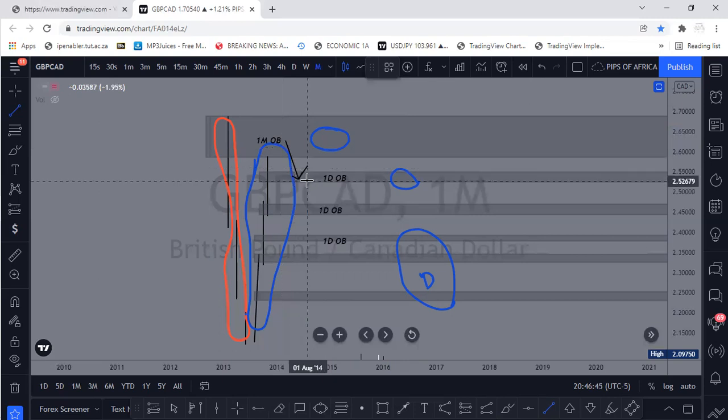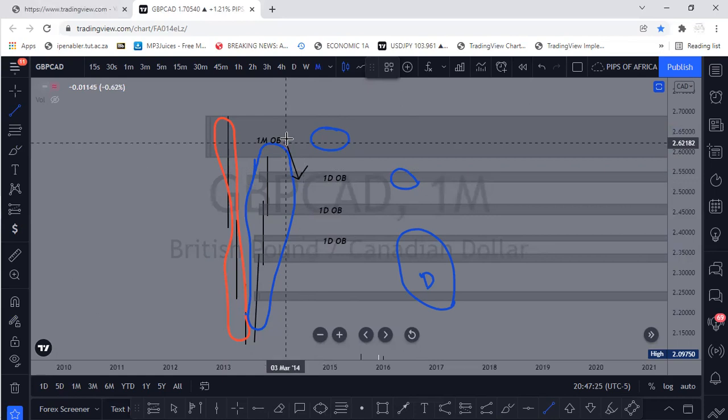So the daily order block does not have the power to stop the movement that is coming from the monthly order block, right? Let's say that this move to the downside is coming from the monthly order block. The daily order block does not have that much power to hold the price when the price is coming from the monthly time frame.